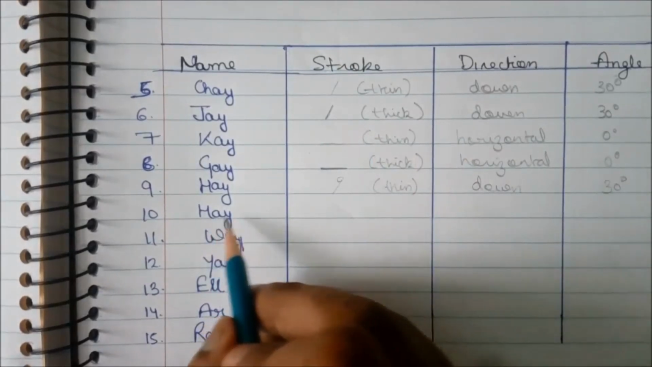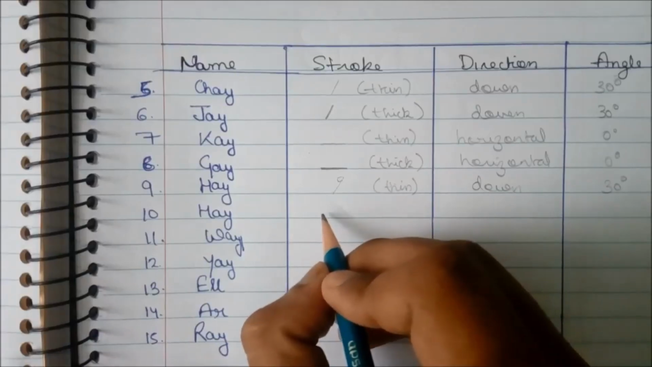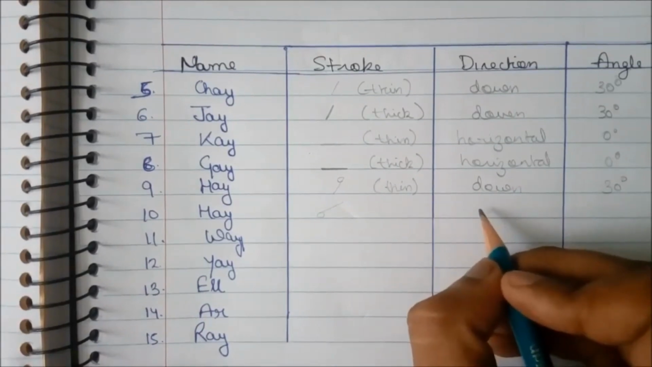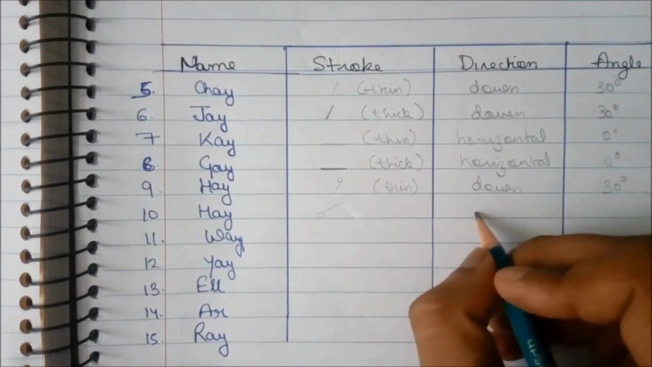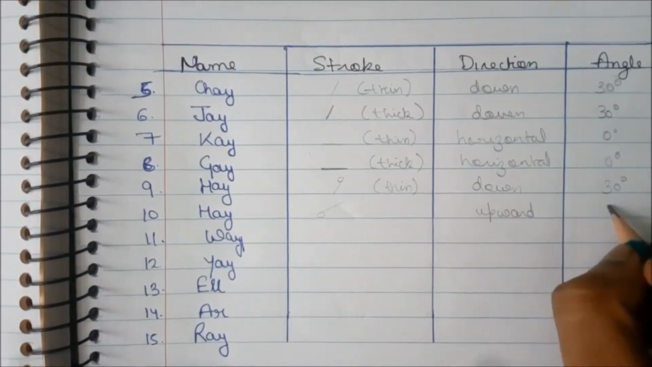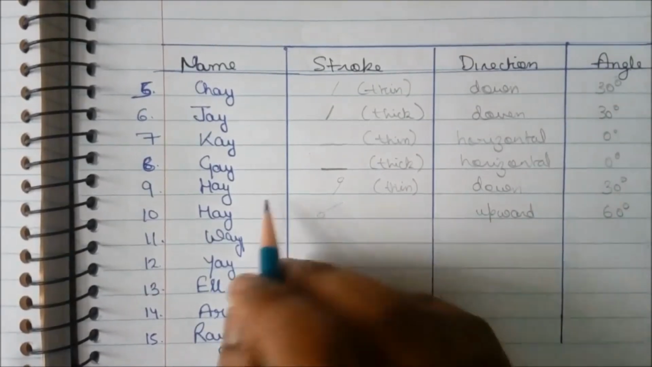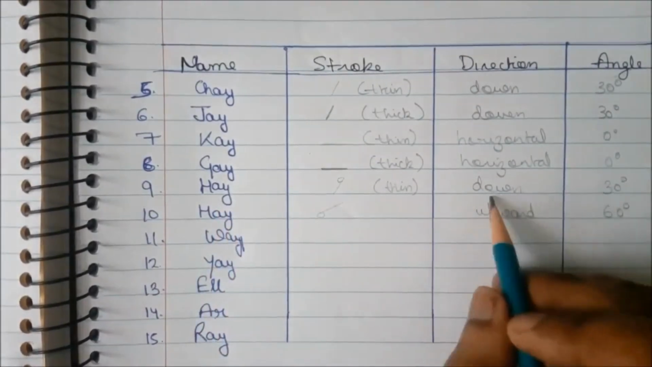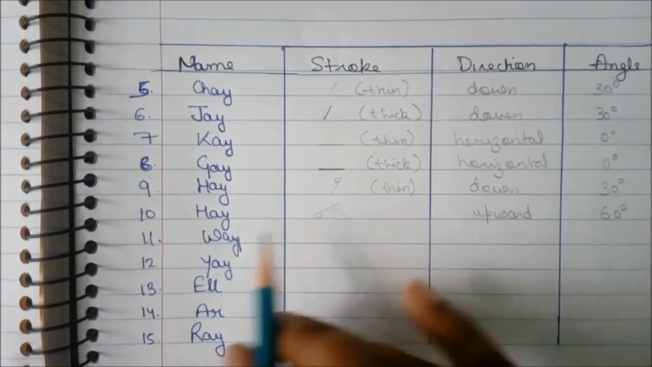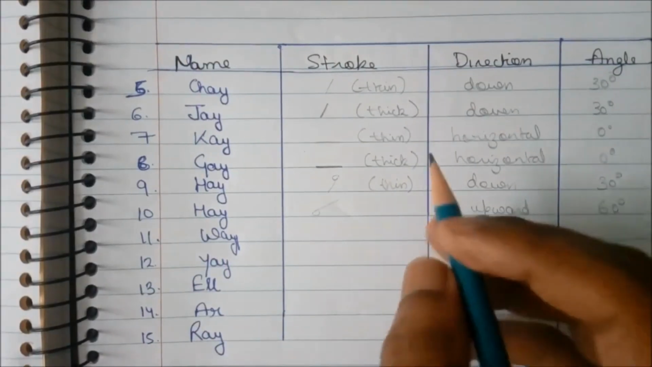So the next stroke is also He. The difference is that it is drawn upwards and its direction is upwards, and its angle you can see is 60 degree. For the thin stroke of He, the angle was 30 degree, and for the He which is drawn upward, the angle is 60 degree.